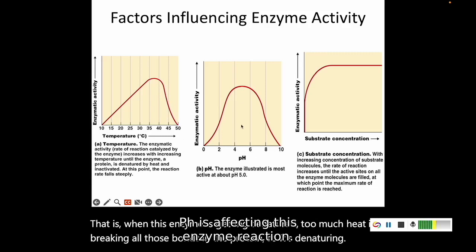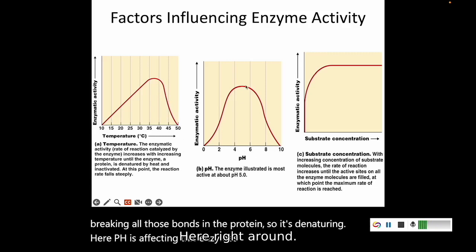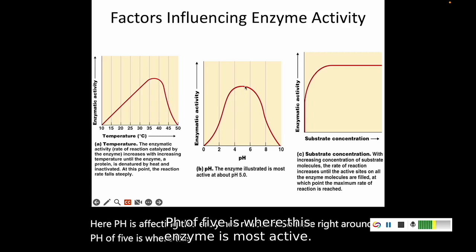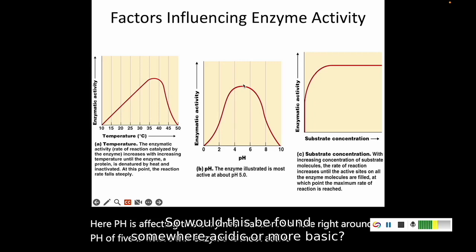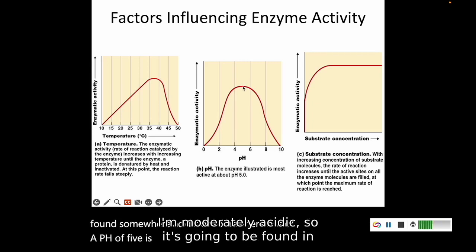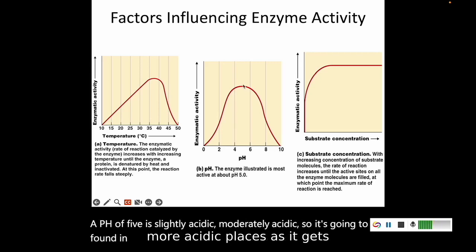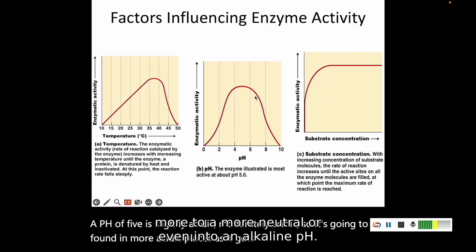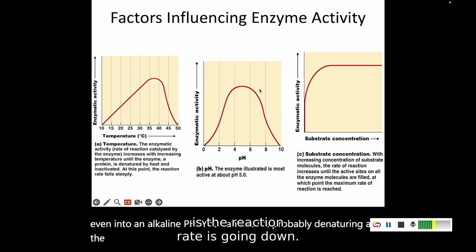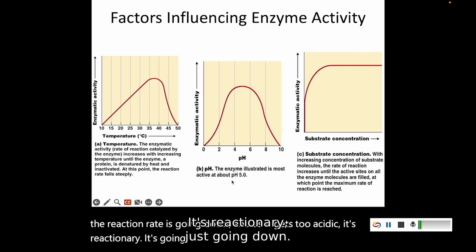Here, pH is affecting this enzyme's reaction. So here, right around pH of 5, is where this enzyme is most active. So would this be found somewhere acidic or somewhere basic? A pH of 5 is slightly acidic, moderately acidic. So it's going to be found in more acidic places. As it gets more to a more neutral or even into an alkaline pH, you can see it's probably denaturing as the reaction rate is going down. And as it gets too acidic, its reaction rate is going down.